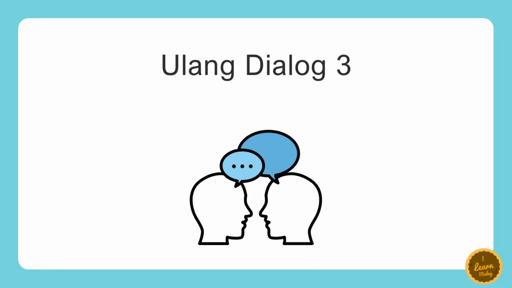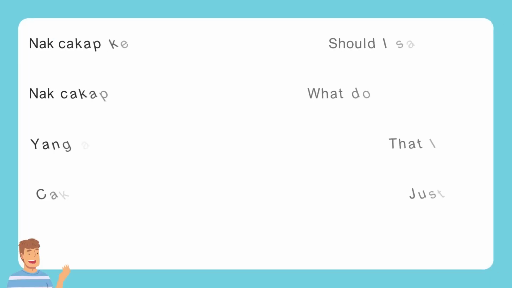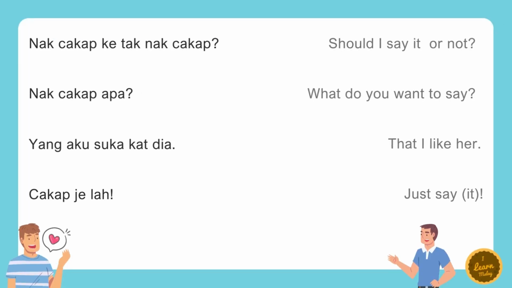Ulang dialog ketiga. Repeat the third dialogue. Nak cakap ke tak nak cakap? Nak cakap apa? Yang aku suka kat dia. Cakap je lah. Nak cakap ke tak nak cakap? Nak cakap apa? Yang aku suka kat dia. Cakap je lah.